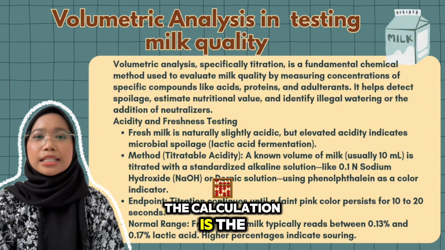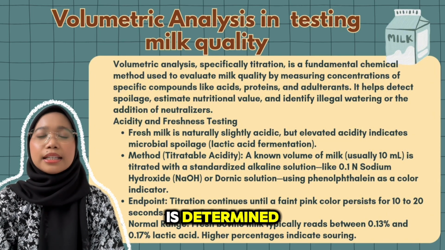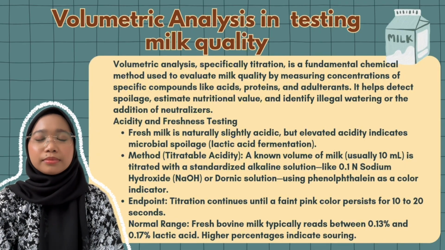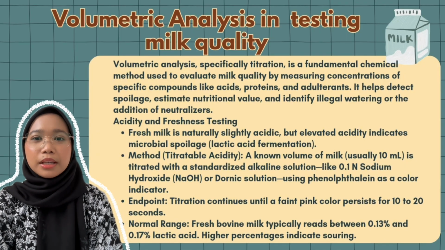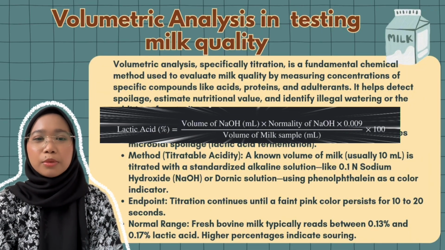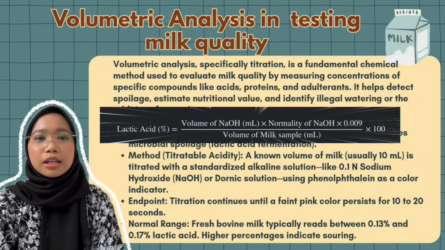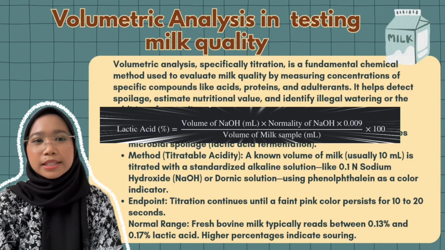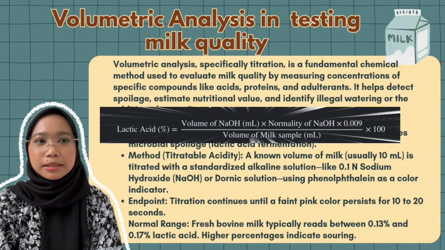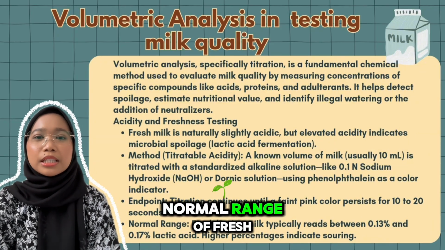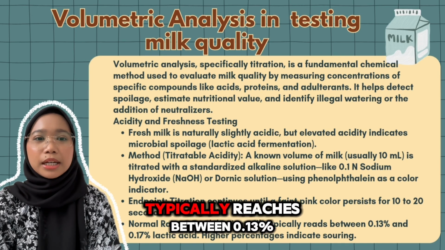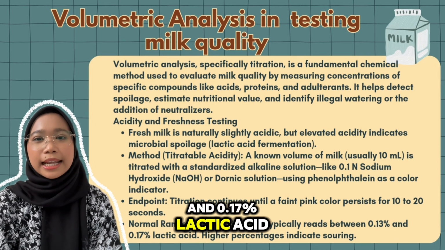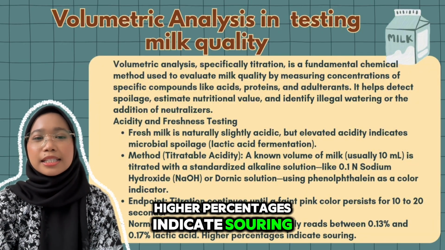The calculation: the percentage of lactic acid is determined using the volume of NaOH consumed. The calculation will be lactic acid percentage equal to volume of NaOH in ml times normality of NaOH times 0.009, over volume of milk sample in ml, and overall times 100. Normal range of fresh bovine milk typically reaches between 0.13% and 0.17% lactic acid. Higher percentages indicate souring.